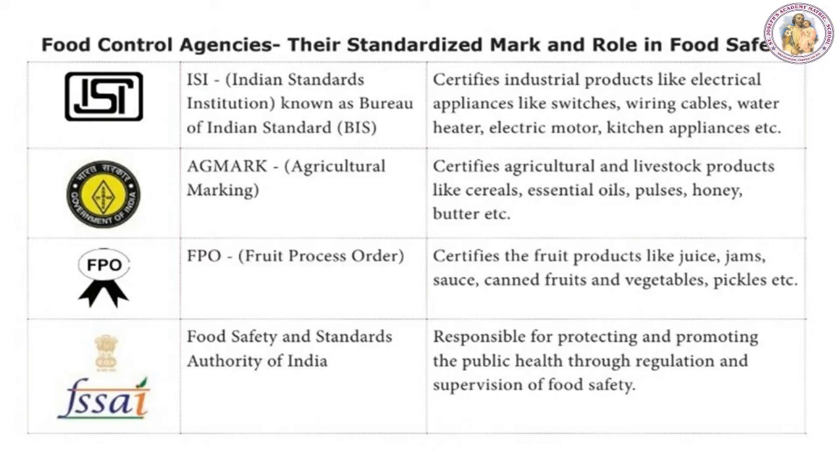The last topic is the Food Quality Control Agency. Here come so many quality agencies: ISI, AGMARK, FPO and FSSAI. ISI, the Indian Standards Institution, certifies switches, wires, water heaters, electric motors and kitchen appliances. The AGMARK seal is for products like cereals, essential oil, pulses, honey, butter. And FPO, Fruit Products Order, is used for products like juices, jam, sauce, canned fruits and vegetables, pickles.